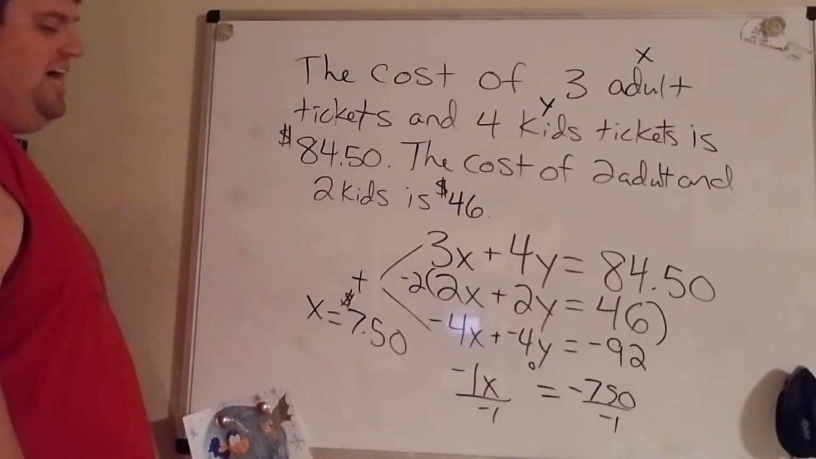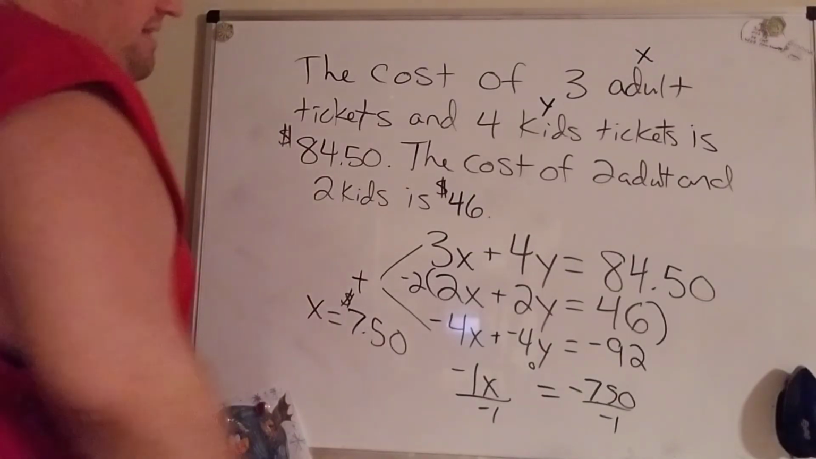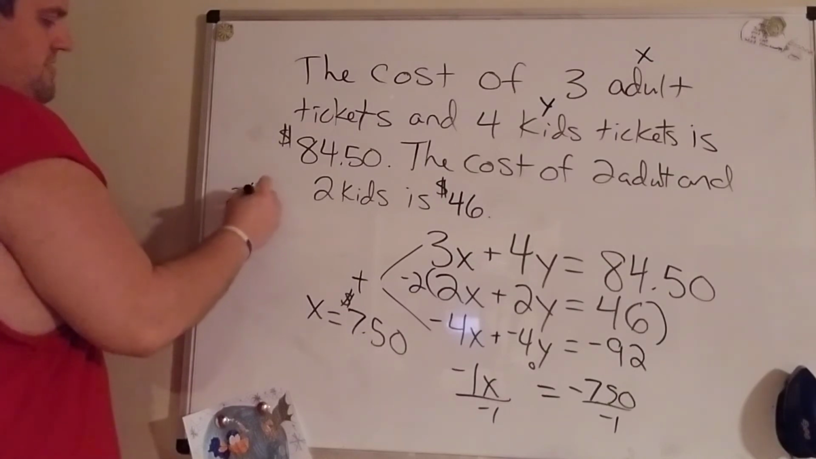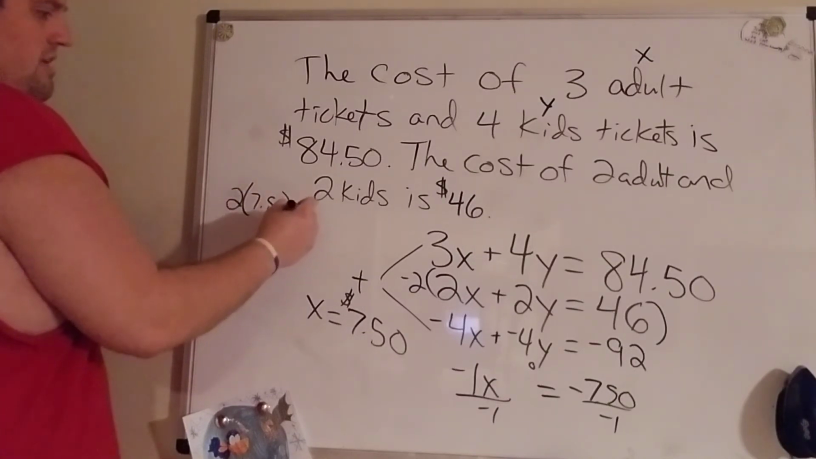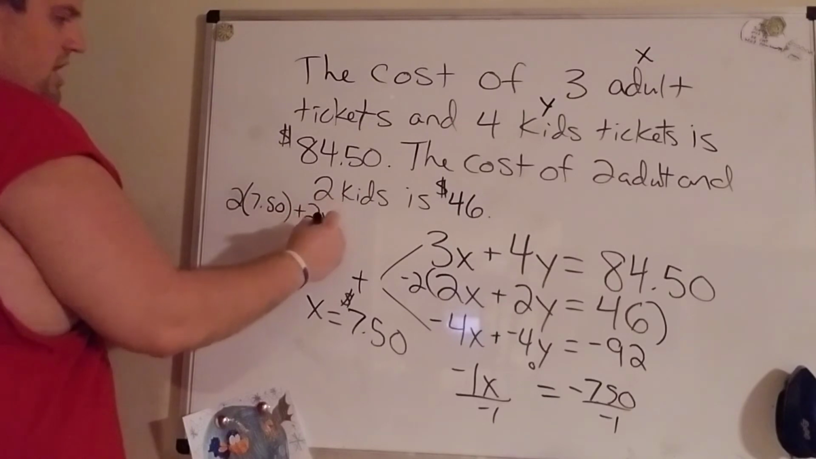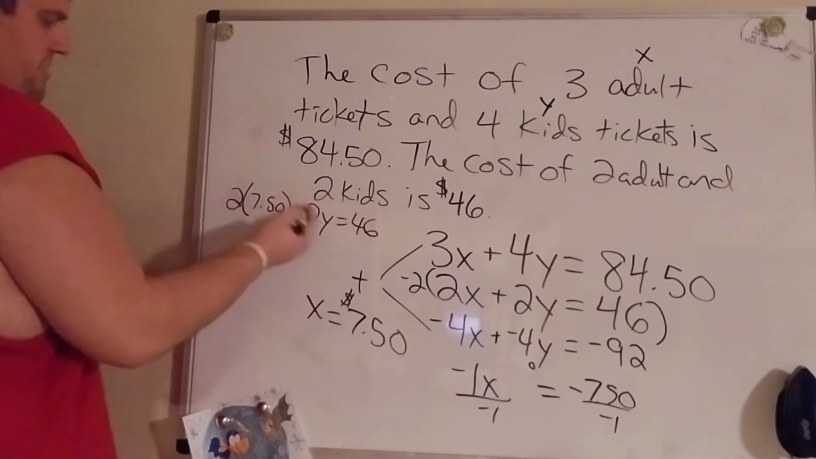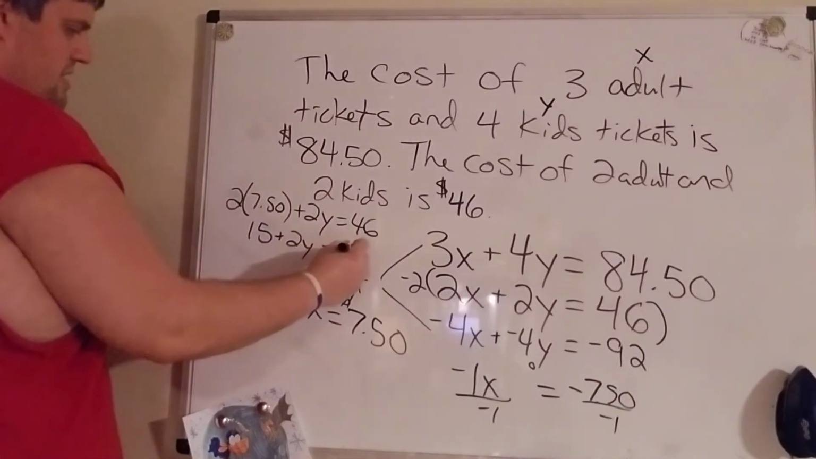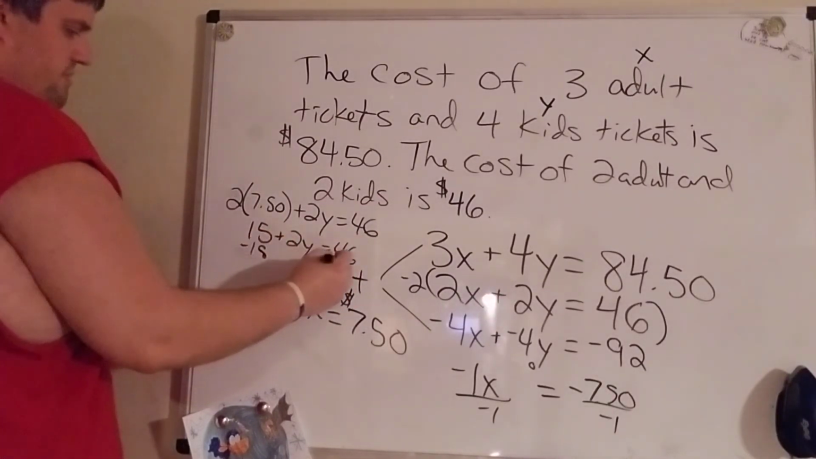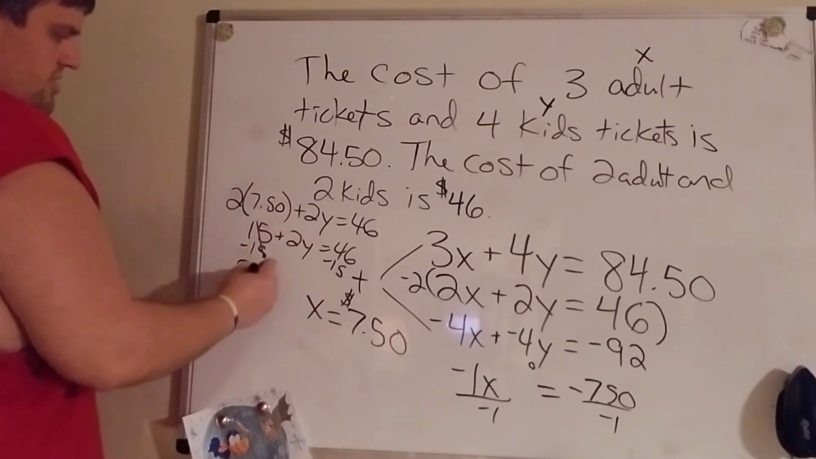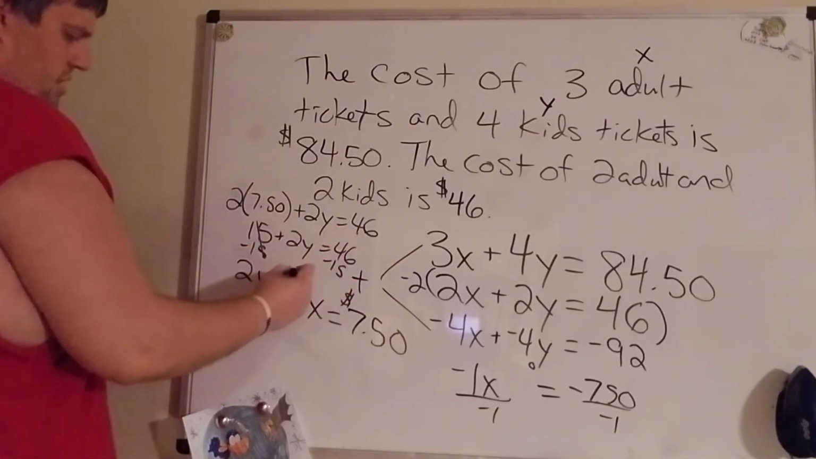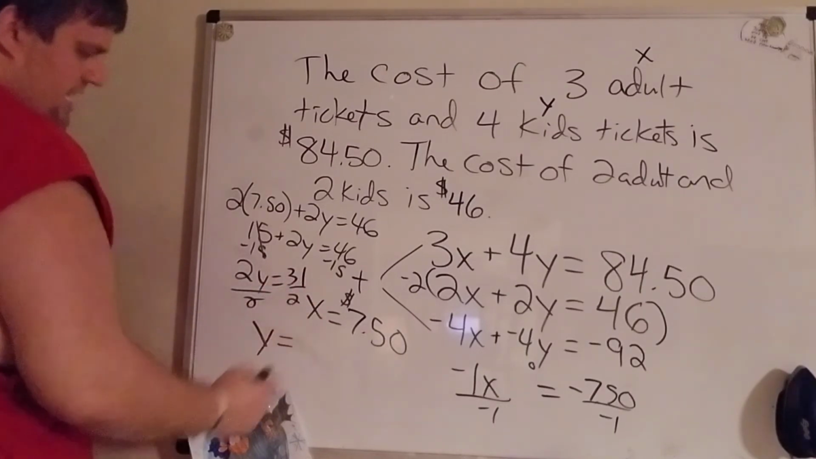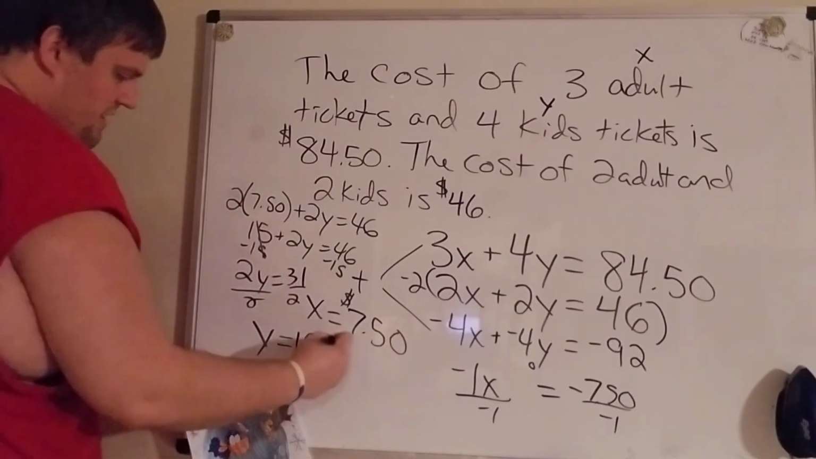So, and then if you want to plug it back in, probably the second one looks like the easiest. 2 times 7.50 plus 2 times y equals 46. That's going to be $15. Minus 15 from both sides. 2y equals 31. And divide by 2. And a kid's ticket is going to cost you $15.50.